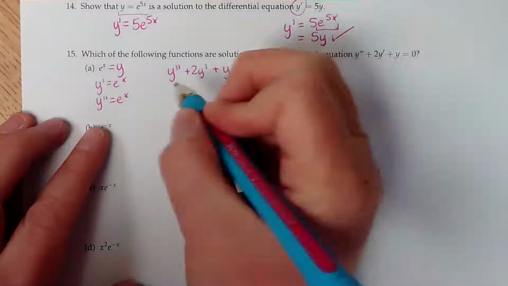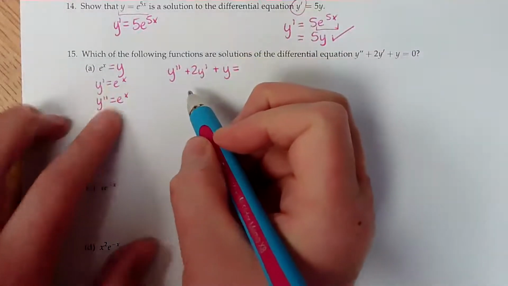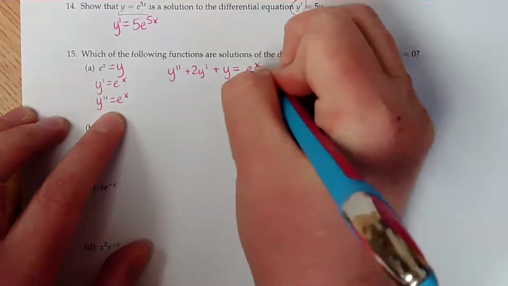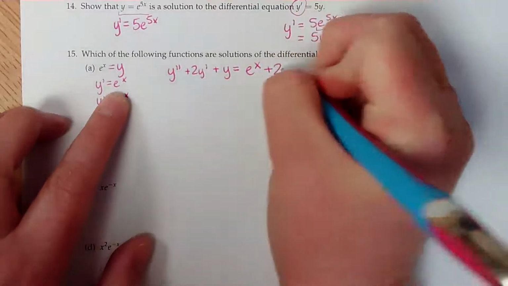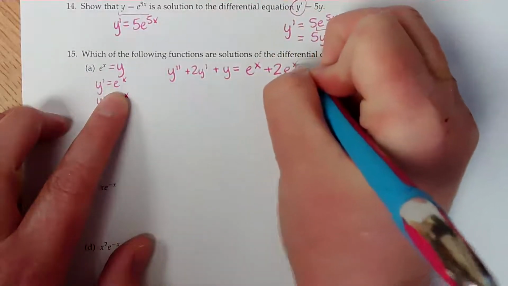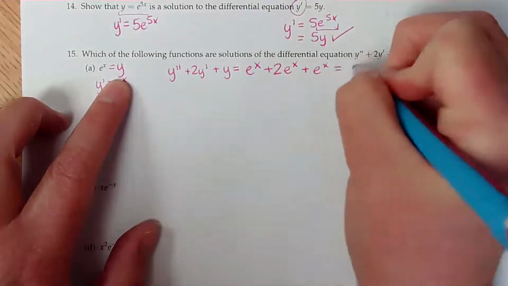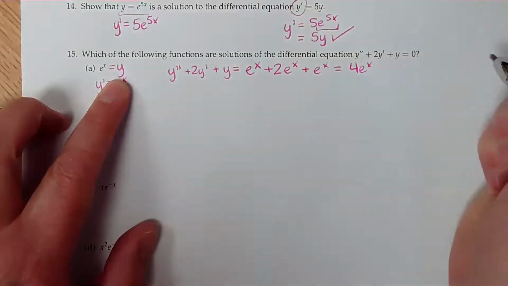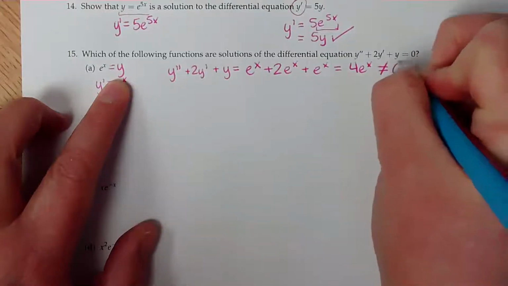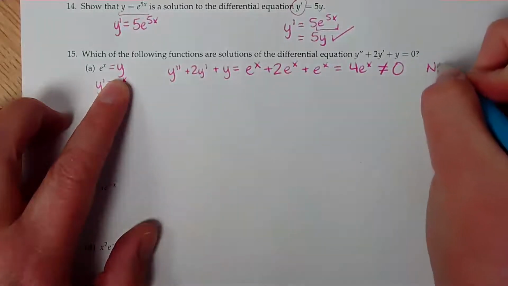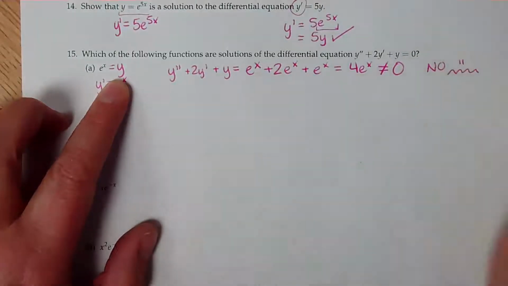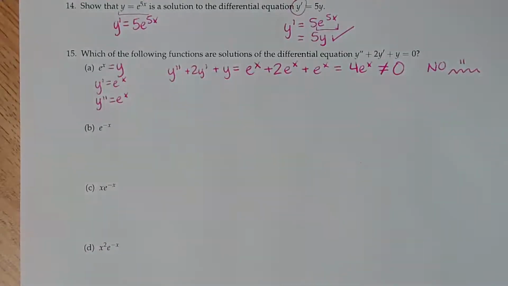Okay, so what I'm going to do here is plug my y double prime in, so I get e to the x, plus 2 times y prime, so I get 2e to the x, plus y, so e to the x. This gives me 4e to the x, which is not equal to 0. So no, this is not a solution. Okay, all right, so let's try another one.